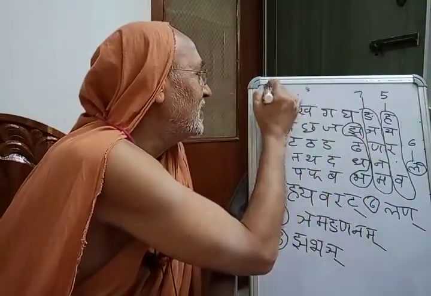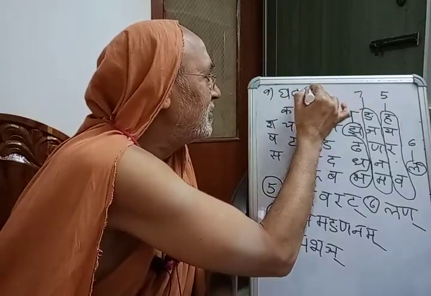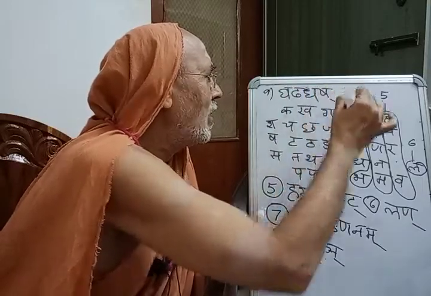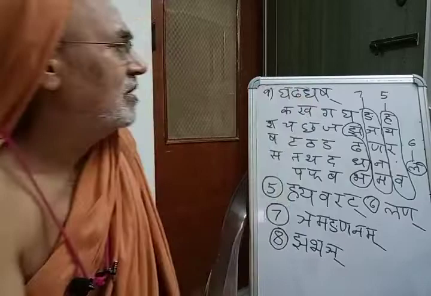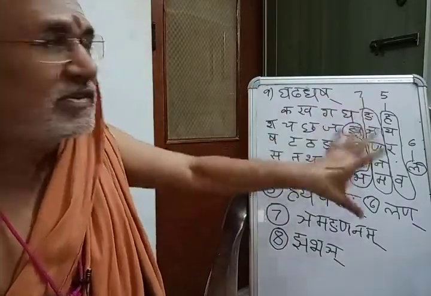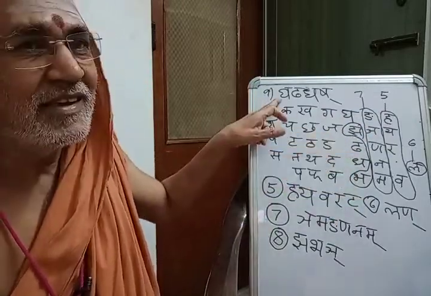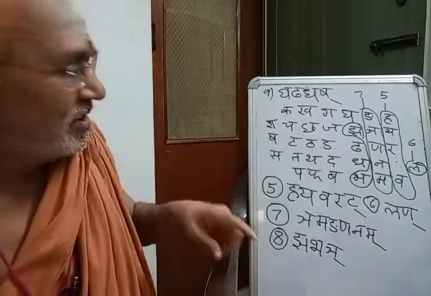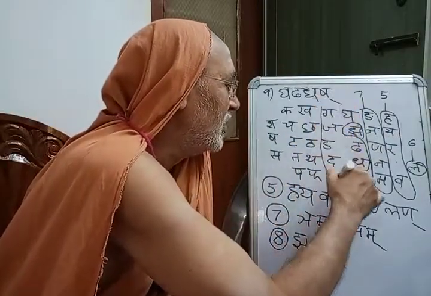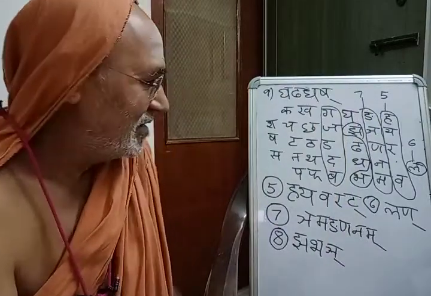Gha, dha, dha. See, note. 9th sutra. Ghada, dhash. See, gha, dha, dha. Means out of these 5, 2 go into 8th sutra, remaining 3 go into 9th sutra. So, jabhai, ghada, dhash. So, 8th and 9th. Remaining, all this forms into one sutra. Jabagada dash. There is no space.